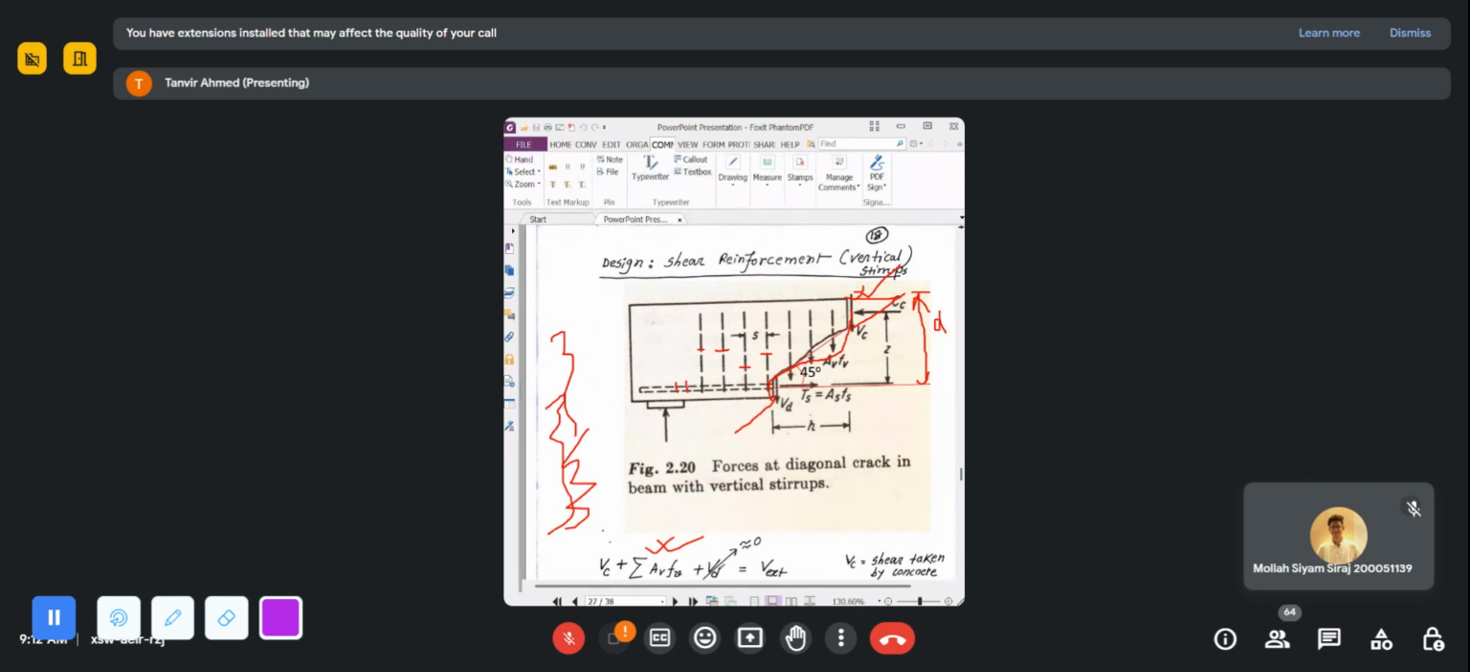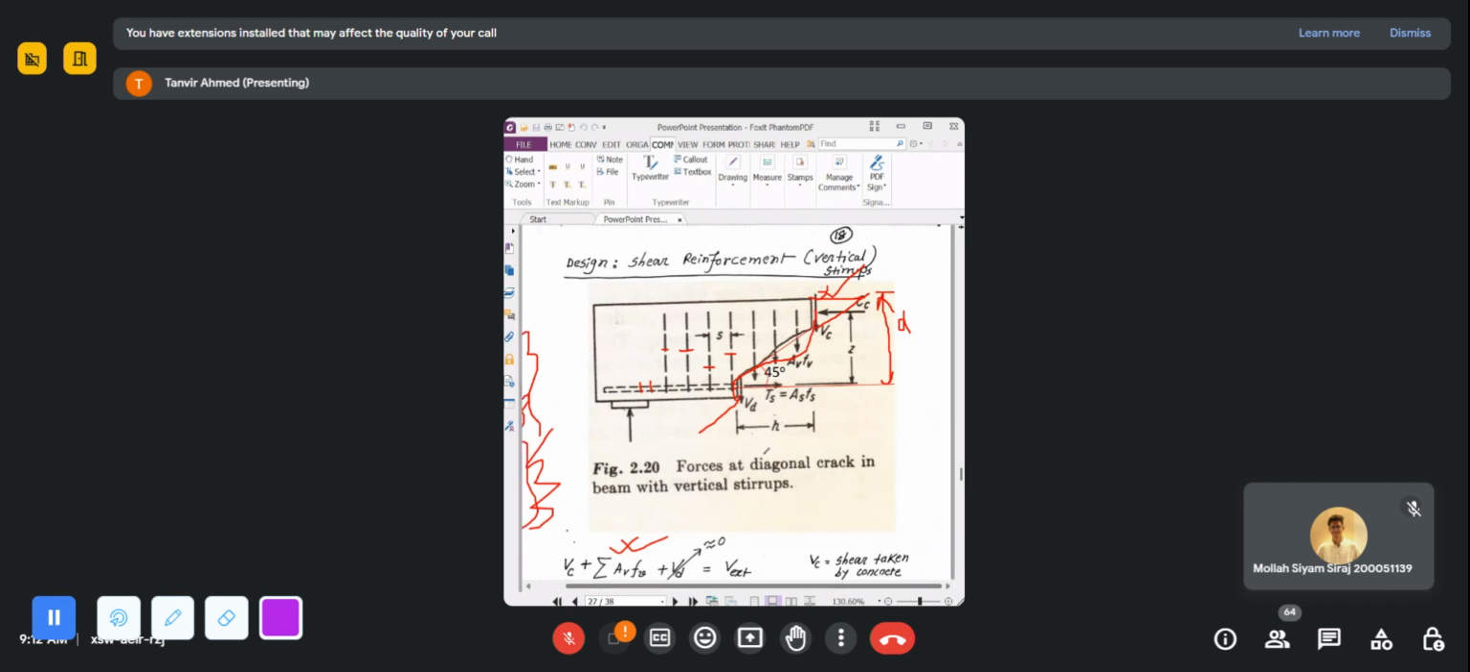Okay, so what I was discussing, that H is this one, okay? So from this point, when the crack started, up to the point when the crack arrested near the compression zone, H is this one. And D is the depth from the top of the beam to the center of the longitudinal reinforcement.